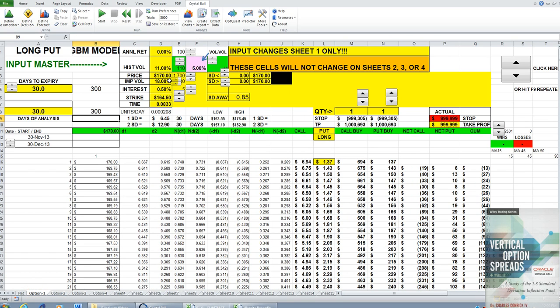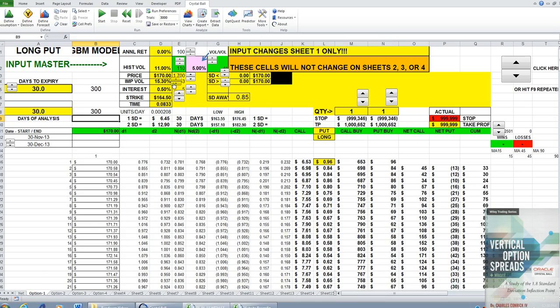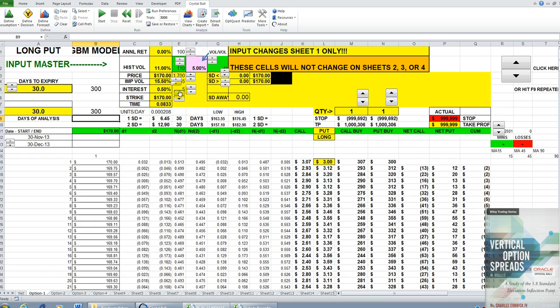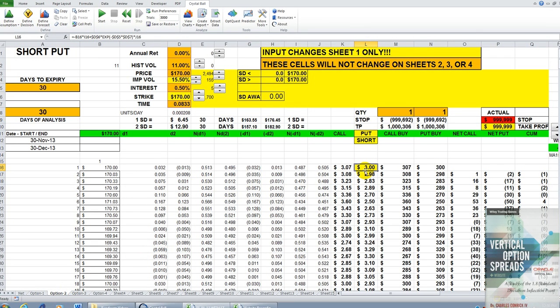If you used a 15 and a half implied volatility, we'll set this to 15 and a half, and let's set this to 170 as well. And you'll see it's also $3. So a long put or a short put at 15.5% implied volatility, either one, is going to be worth $3. Now, why would you ever long and short that trade?